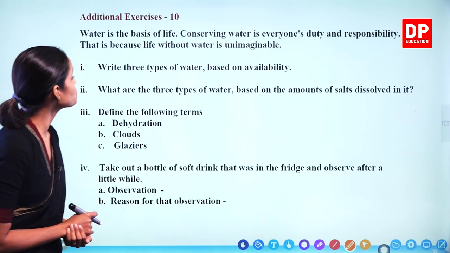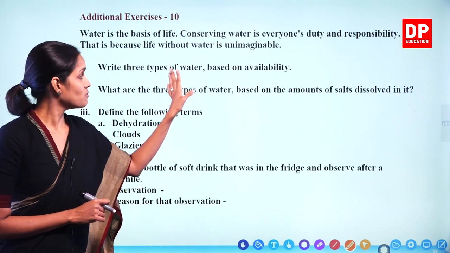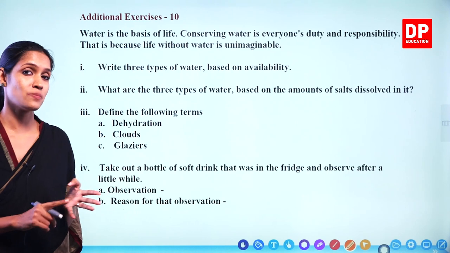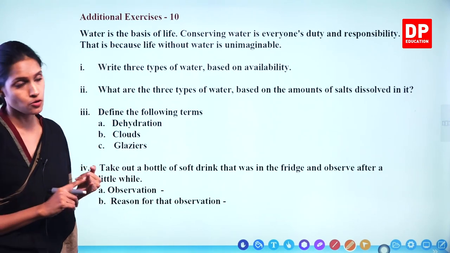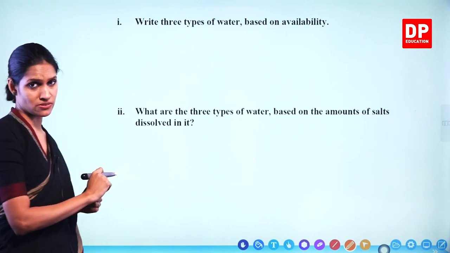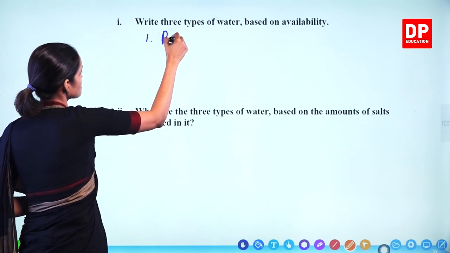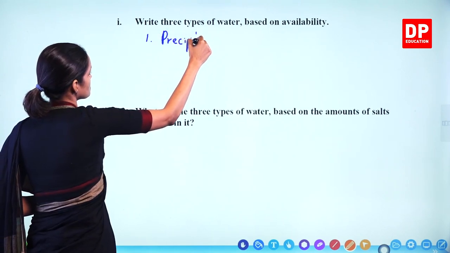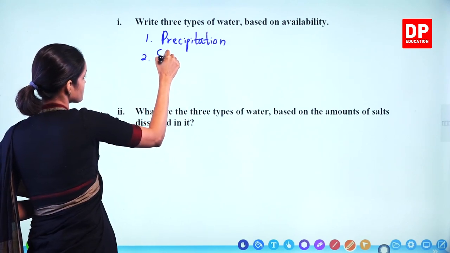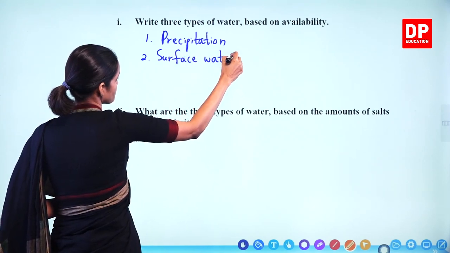Write three types of water based on availability. Now you all know the answer. Based on availability, what are the three types of water? Yes, precipitation, surface water and groundwater. We will write. Write three types of water based on availability. Precipitation, surface water, and groundwater.